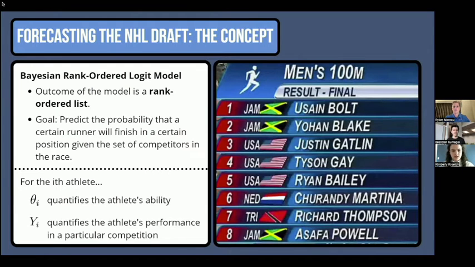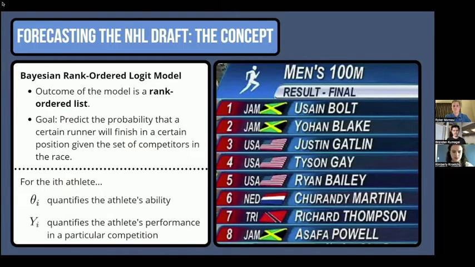Okay, so to model the NHL draft, we're using rank-ordered Logit models. These have been previously employed in multi-competitor sports, where the outcome is the rank ordering of the players according to their performance in the sport. For example, Tyrell Stokes, who inspired our work, modeled the ranking of runners in the 100-meter dash, as shown here on the right. The goal is to predict the probability that a certain contestant will place in a certain position, given the entire set of athletes.